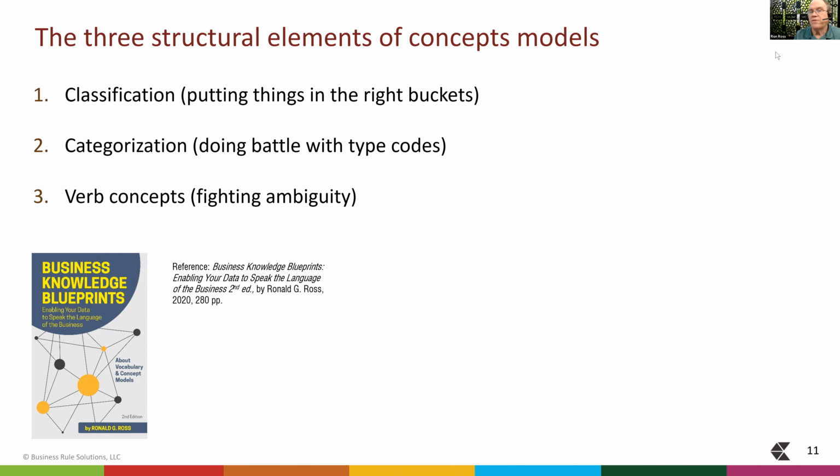But type codes really are killers when it comes to most forms of communication, especially with people outside your immediate community. And then the third thing that concept models offer, which I don't have time to go into here, is verb concepts, which really has to do with fighting ambiguity. I wish I had more time, more opportunity to talk about those, but I really don't.